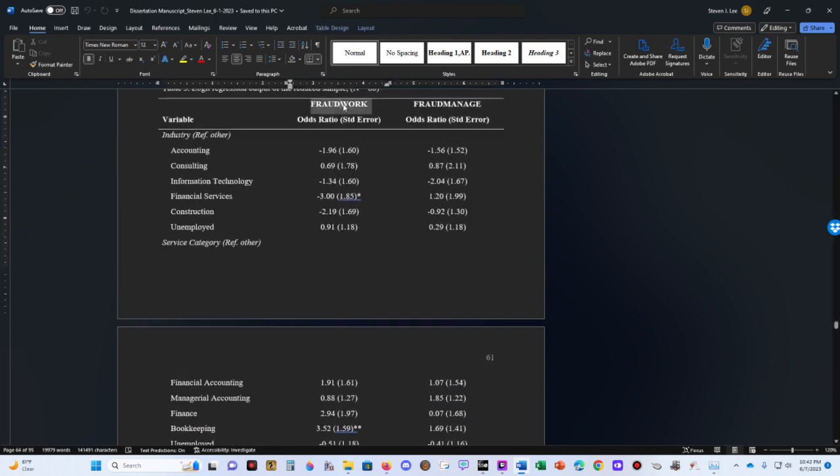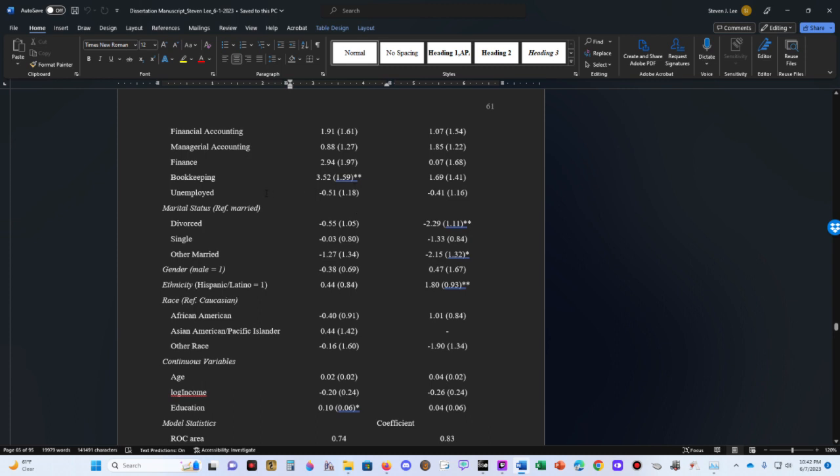So in the fraud work, these are the people that actually committed fraud. Those in financial services were 3. Remember, these are odds ratios, and so these people were 3 times less likely, surprisingly enough. Based on my other research, I would expect this to be positive. So the financial services industry people were 3 times less likely to originate fraud in the organization. Very surprised by that one.